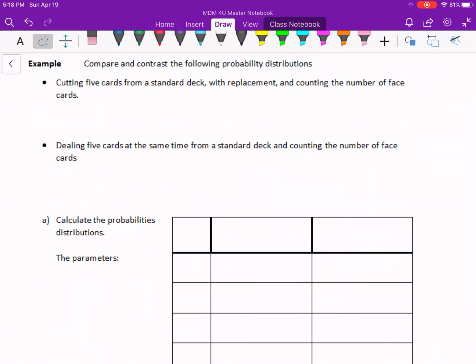Cutting 5 cards from a standard deck with replacement and counting the number of face cards. Dealing 5 cards from the same standard deck and counting the number of face cards. So dealing the same 5 cards at the same time. So that implies no replacement. So really what we're looking at is the difference between independent and dependent events.